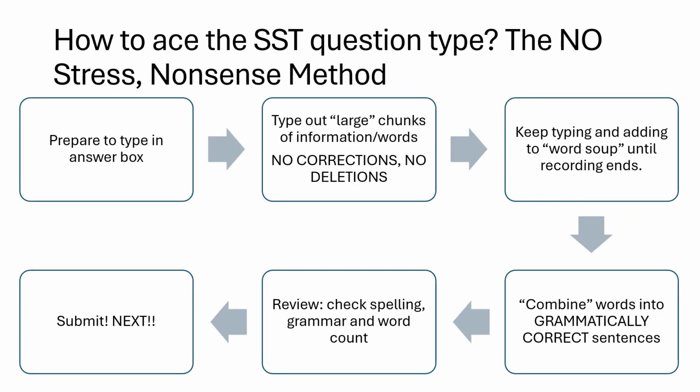Okay, so I have my own method to do it, of course. As usual, it's called the no stress nonsense method. It's very, very similar to the word soup method of the retail lecture method. Okay? First thing you need to do is you need to focus. Prepare to type. Your eyes should be fixed on the screen. Your ears should be listening and your fingers should be ready to type. Don't look at the noisemakers around you. Don't look around.